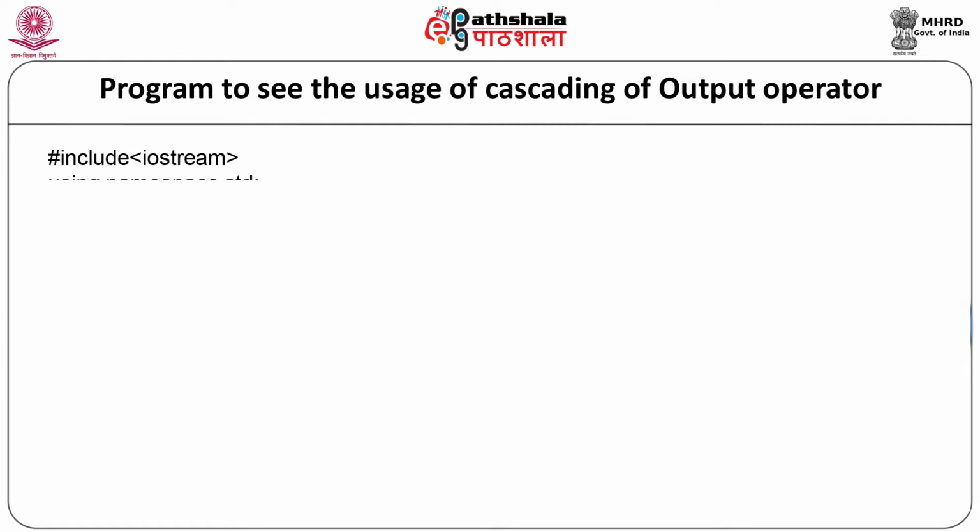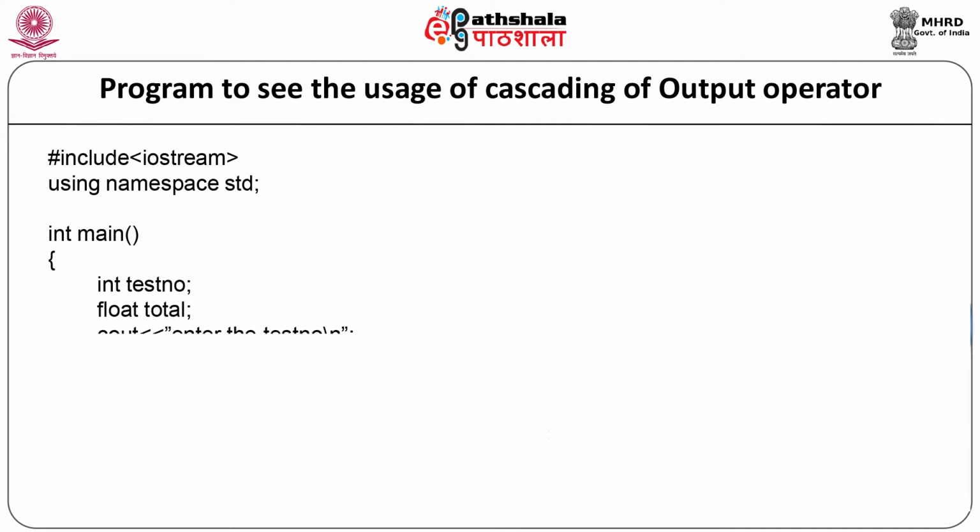#include <iostream>, using namespace std, int main. Here we are declaring two variables: integer testnumber and total, which is of type float. Here we will display the message to the user: cout << "Enter the test number", cin >> testnumber, cout << "Enter the total" and cin >> total.